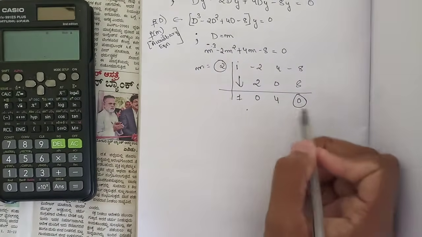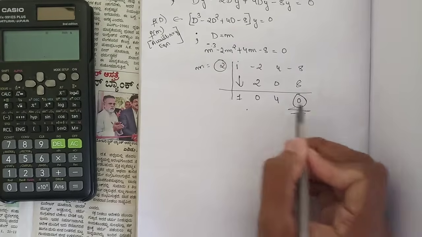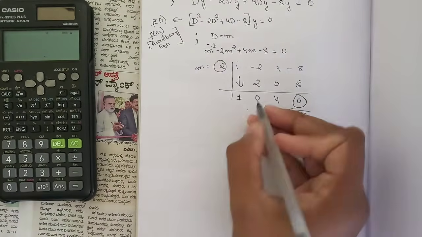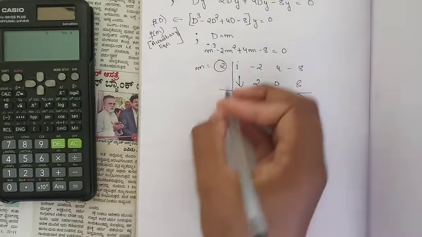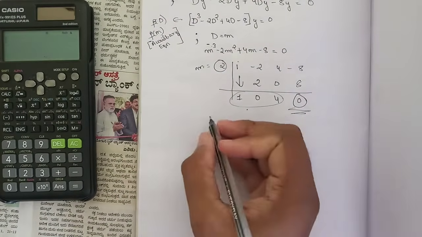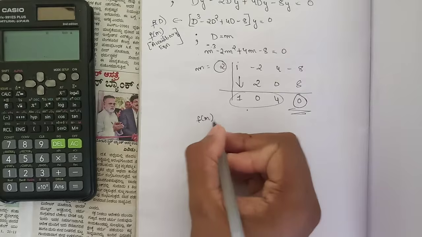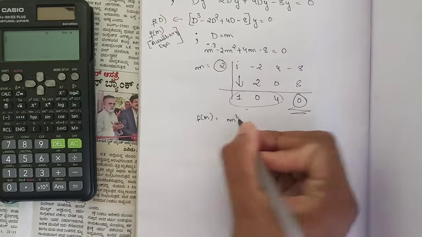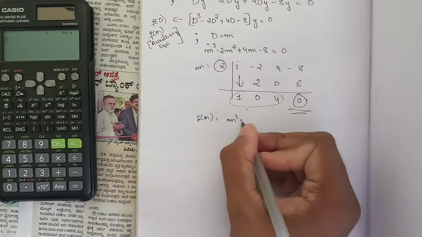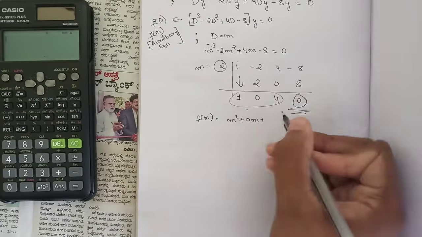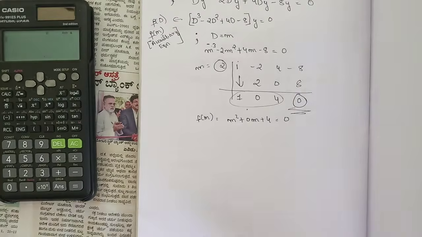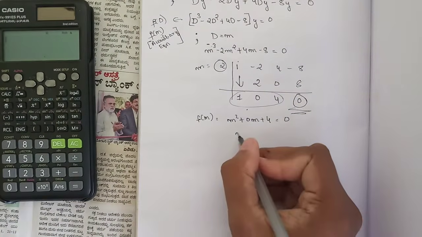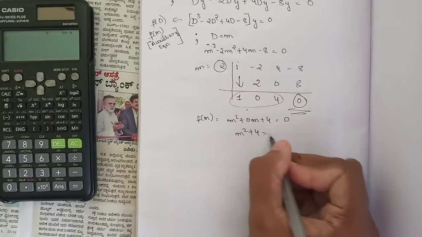See, the last value I got here is 0, right? It should be equal to 0. So now using these coefficients, write the equation of m, f of m. So now f of m would be equal to m square, where the coefficient here is 1, plus 0m plus 4 equal to 0, right? So now again we can write it as m square plus 4 equal to 0.